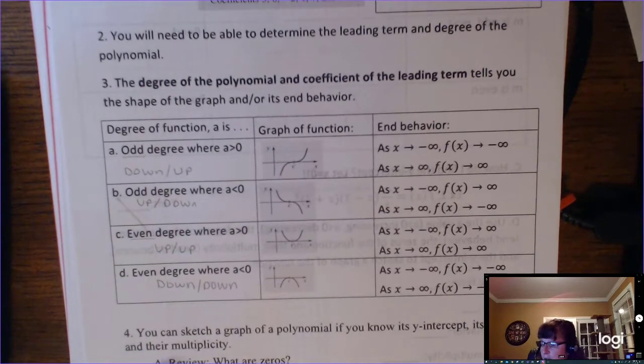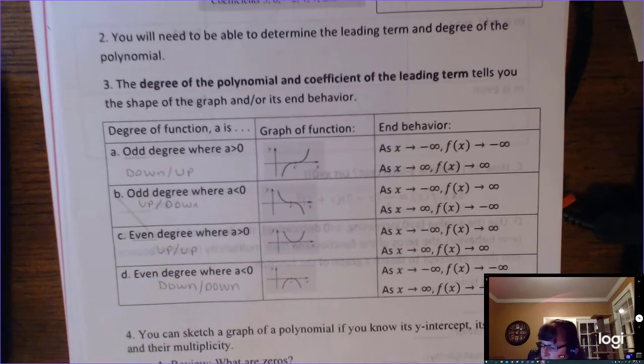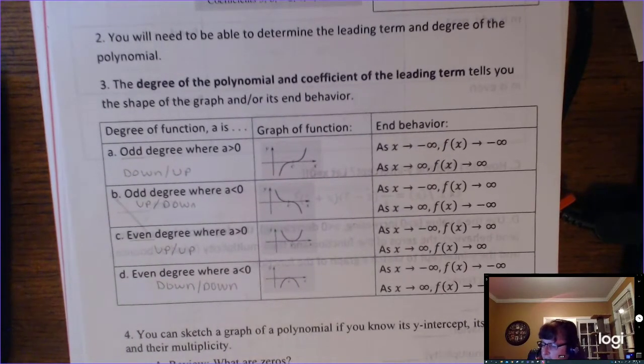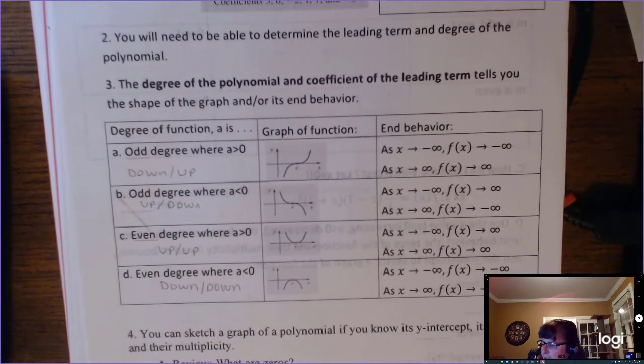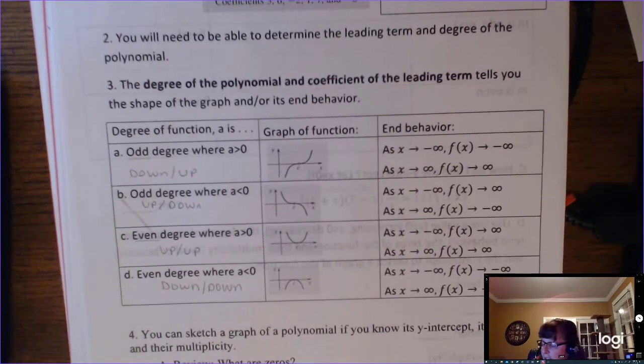Remember the zeros, you have to remember that zeros are x-intercepts. They're also known as roots, and if you know the factor, then you can find the 0 easily. So if x minus c is a factor, if you set the factor equal to 0, you find out that the 0 is x equals c.